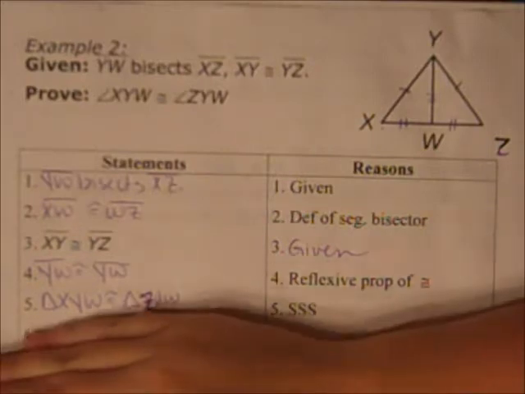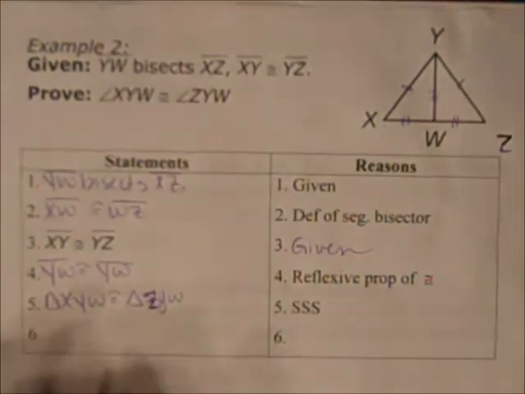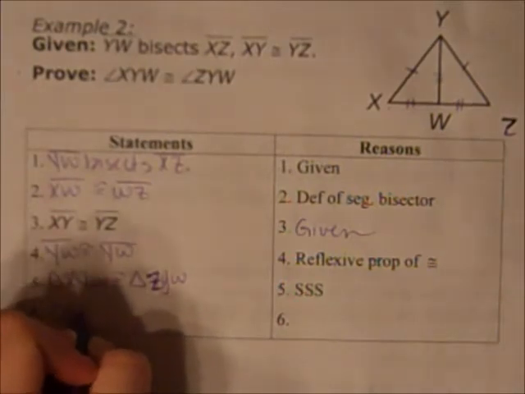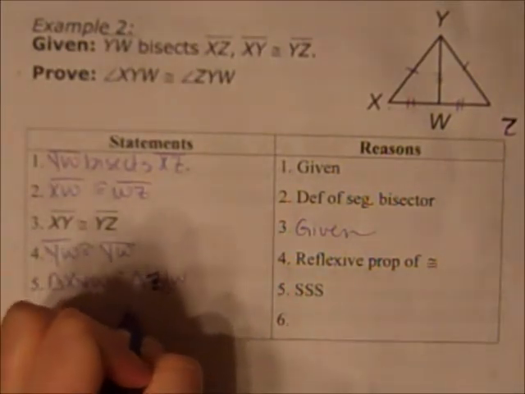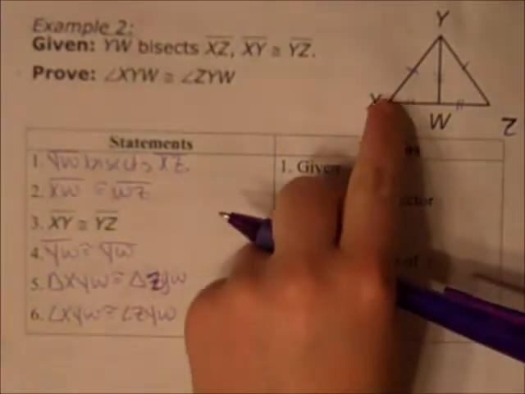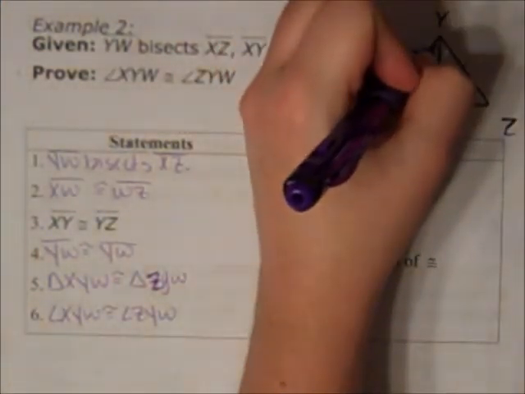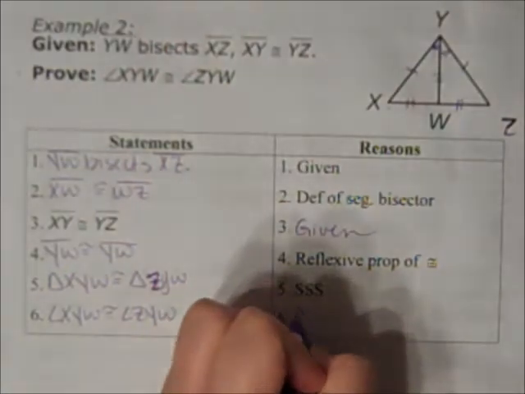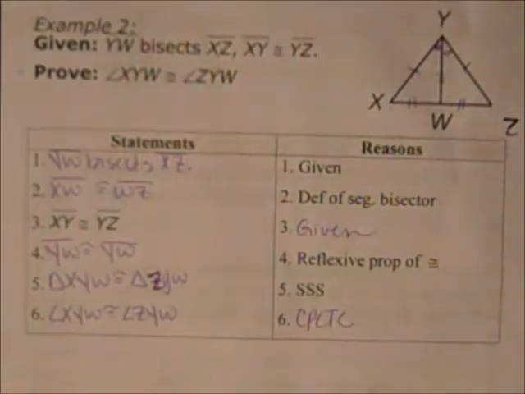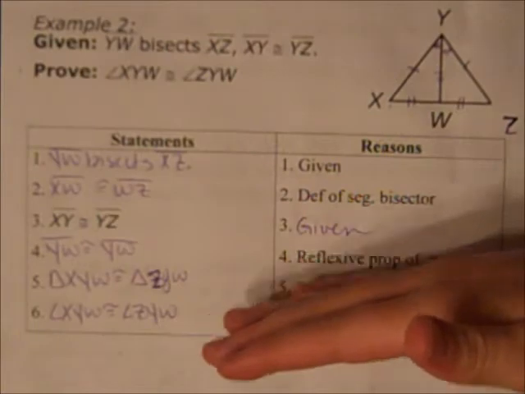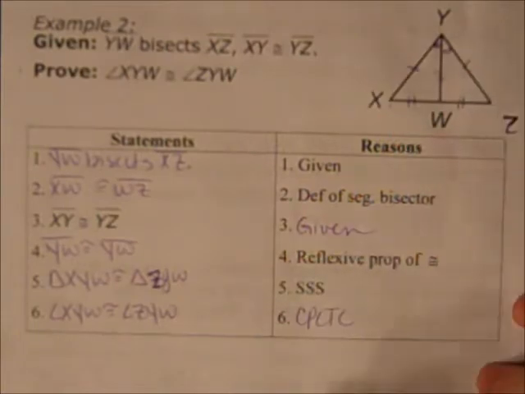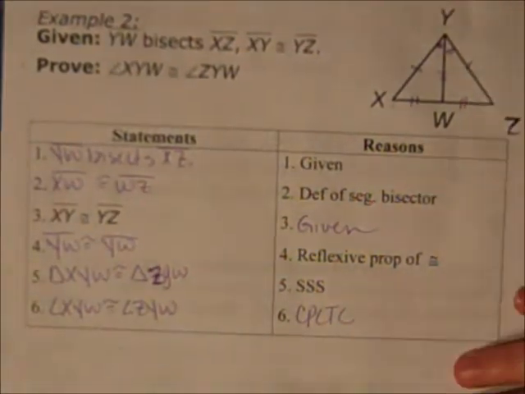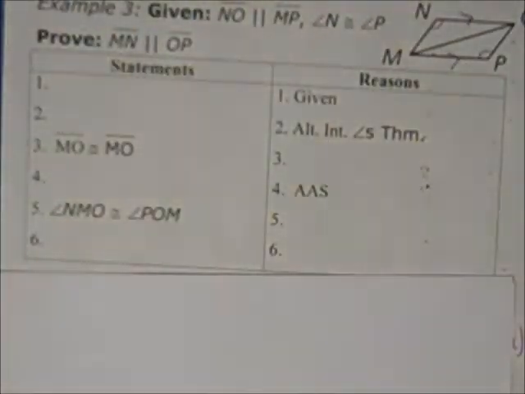Okay, so this is what we've done for the last couple days. Now I just have to add this last step in here. Angle XYW is congruent to angle ZYW by CPCTC. So hopefully by now you're seeing it. Everything's the same, and then once you prove the triangles are congruent, now I can talk about any other piece that I didn't already speak about by using CPCTC. So if you're good at your 4.4 and 4.5 proofs, then you have no problem with the 4.6 proofs.